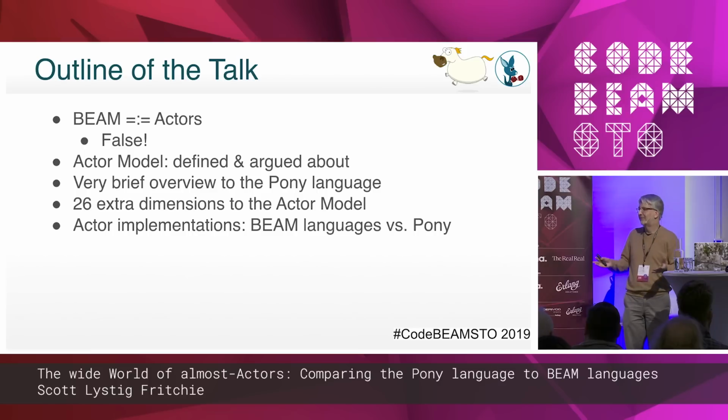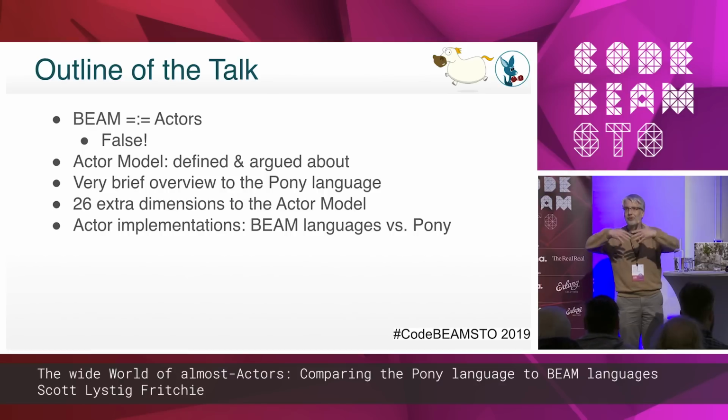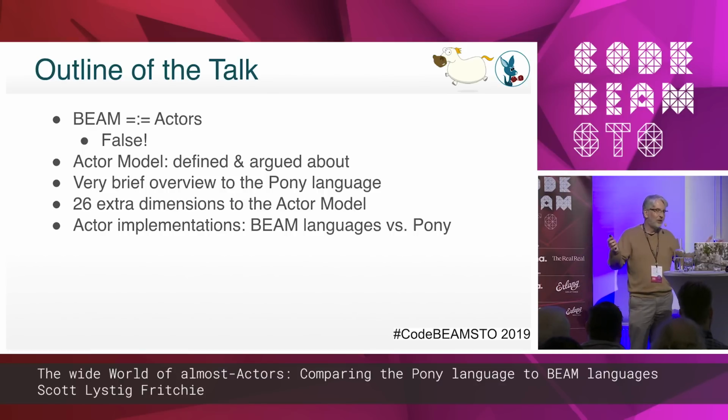I don't have nearly enough time to give a good overview for programmers. So hopefully I can give you just a little teaser. And then we'll start talking about the actor model, and if you're implementing an actor model language or framework or something like that, some of the design choices and implementation choices that you'd have to make, and then compare what the Beam does and compare it to the Pony language.